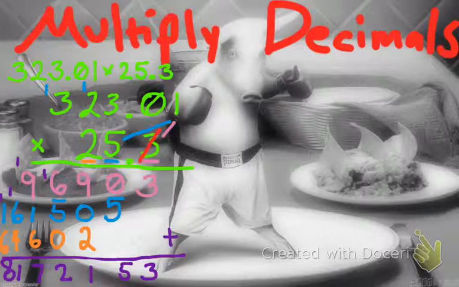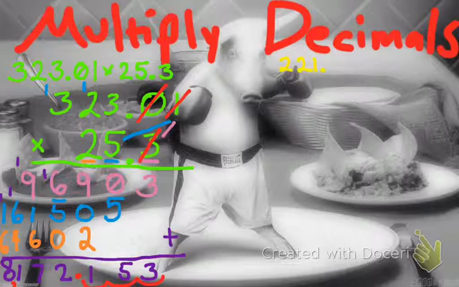To find the answer, you need to make sure and count how many decimal places over from the right you're going to need to move your decimal. So in this case, 3. So you move it 1, 2, 3, and our number is 8,172 and 153 thousandths. Let's try that again one more time.